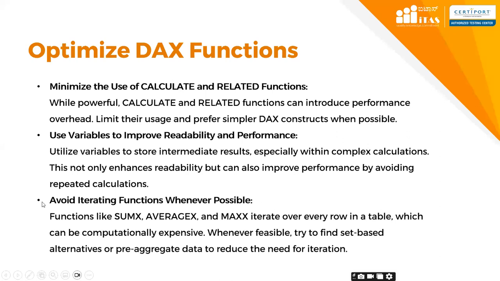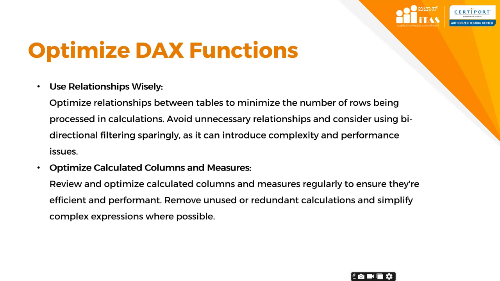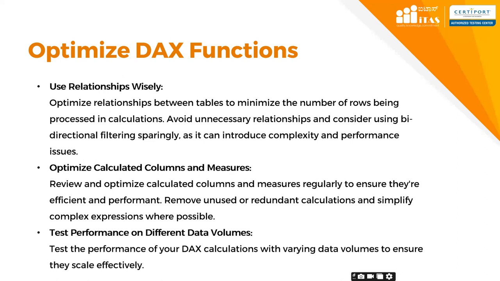Okay. Avoid iterating functions whenever possible. Say there is something called SUM, AVERAGE, creating aggregated values over the table, SUMX, MAXX, AVERAGEX. So that you should avoid. Okay. Use relationships wisely. I showed you that relationship connecting one table to another table, so please make sure that you have a proper relationship. Optimize calculated columns and measures. Just now I told you if it is too lengthy, make sure that you try to reduce it however possible.